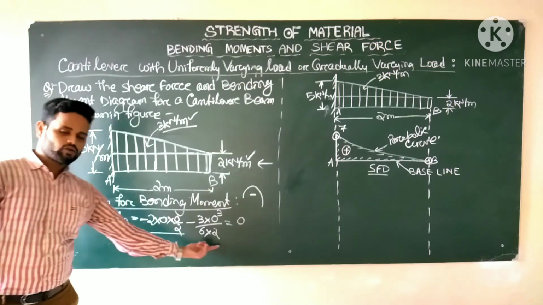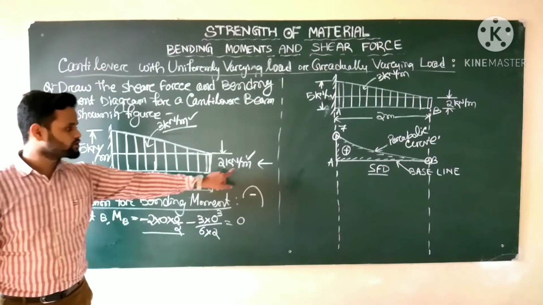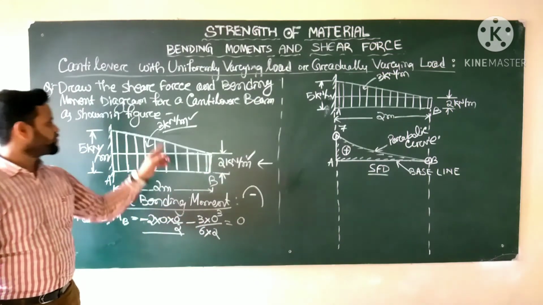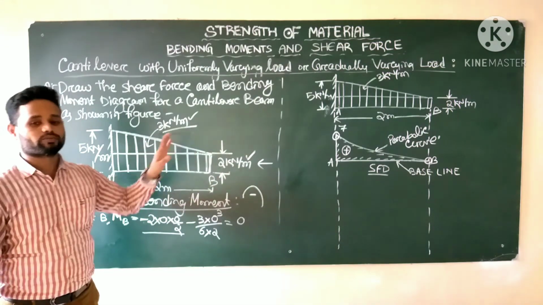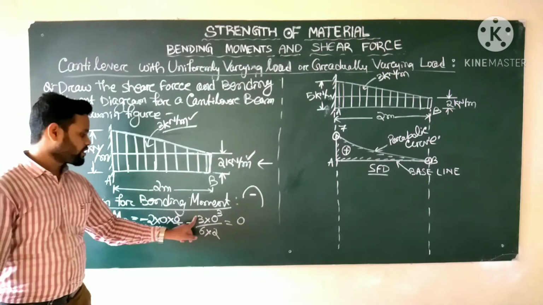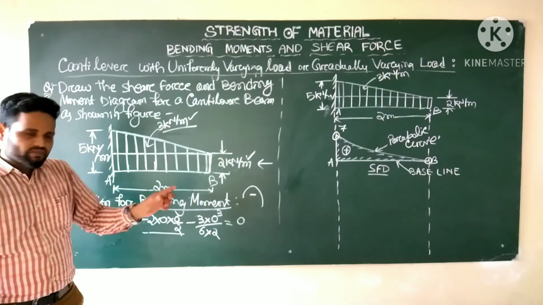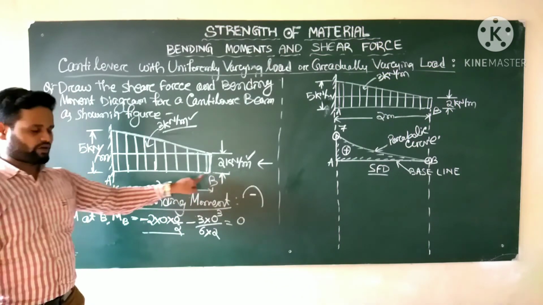Here we will see two values are there. First value is for uniformly distributed load of 2 kN per meter, and the second value is for uniformly varying load of 3 kN per meter. It is the formula W into X by 2, and it is the formula W X cube by 6L. Here small x, the distance from the free end, is 0 as it is the starting point.